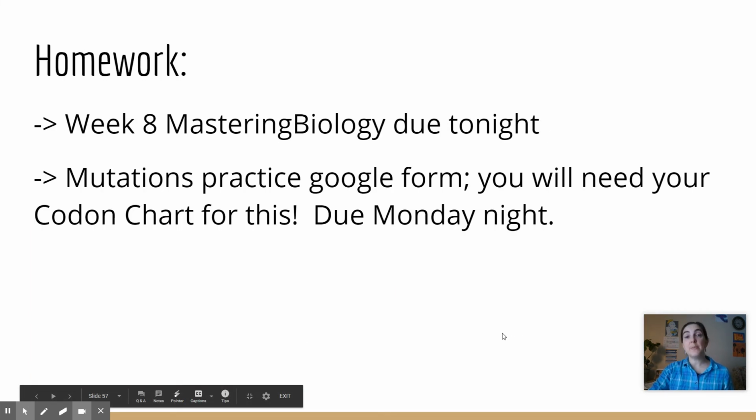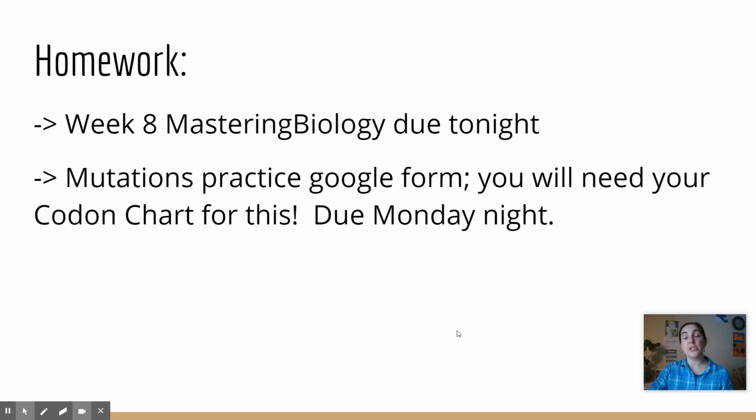You have 2 assignments to be working on. You have a mastering biology assignment that's due tonight, but you're also going to continue doing some practice with these different types of mutations and actually looking at what happens when you transcribe and translate and the effect that mutations can have on the protein. So there's a Google form where you'll be going through and looking at 5 different examples. You will need your codon chart when you work on this. I did link it in the Google form if you lost yours. But this assignment is going to be due on Monday night.